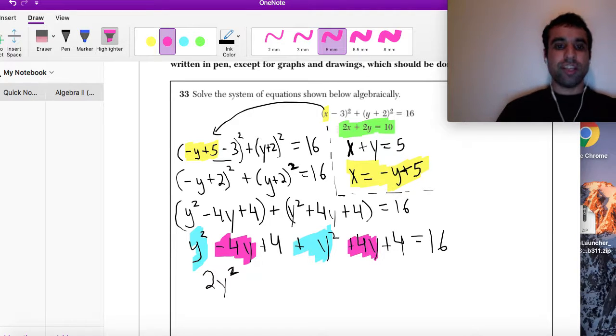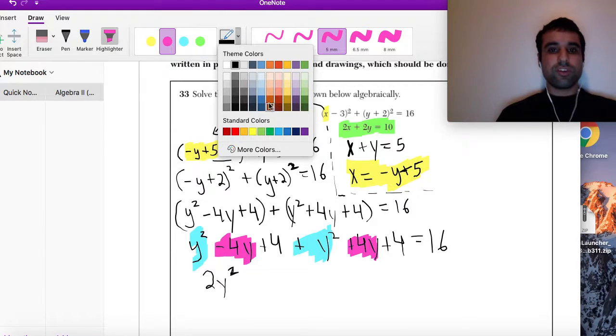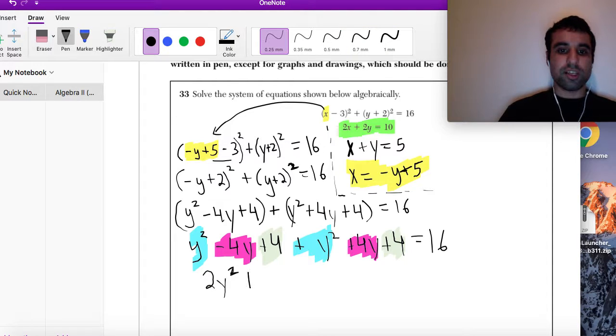Those are just gonna cancel. Then I'll have to use a different color now because I've been using all the different colors. Let me just use a kind of green color. Positive 4 plus 4 becomes positive 8, just combining like terms, right? Equals 16.